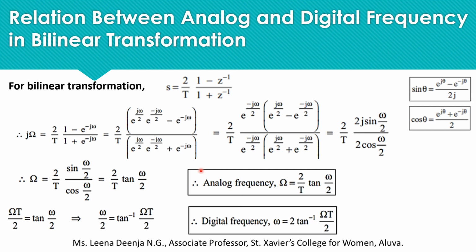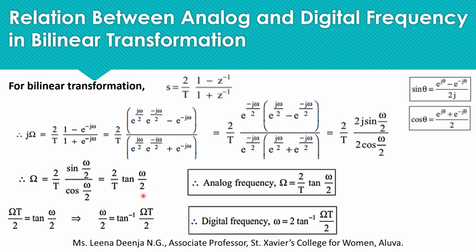Therefore Omega equal to 2/T sin(omega/2) divided by cos(omega/2). Sine by cos is equal to tan. Therefore Omega, this Omega is analog frequency, equal to 2/T tan(omega/2). This omega is digital frequency. So this is the relation between analog frequency and digital frequency.